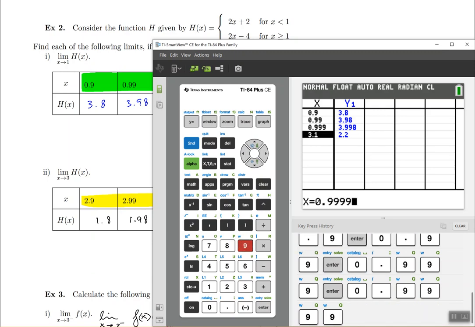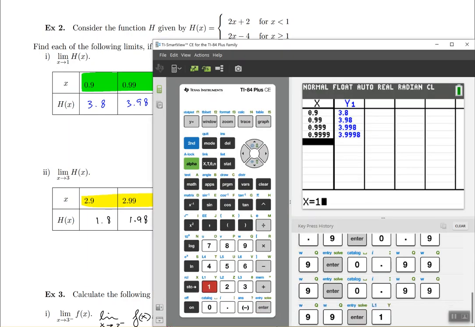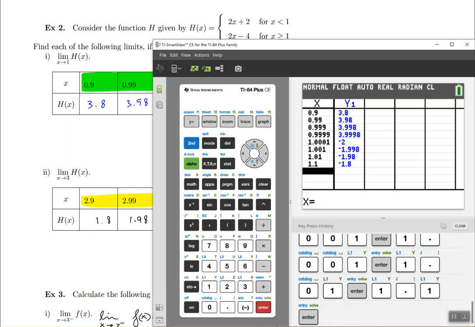Okay, so that's the end of that. Then I plug in the next few digits that we have in this problem, which are 1.001 and so on. So let me do that. Okay, so there we go. And the next one is 1.001 and then 1.01 and then finally 1.1.